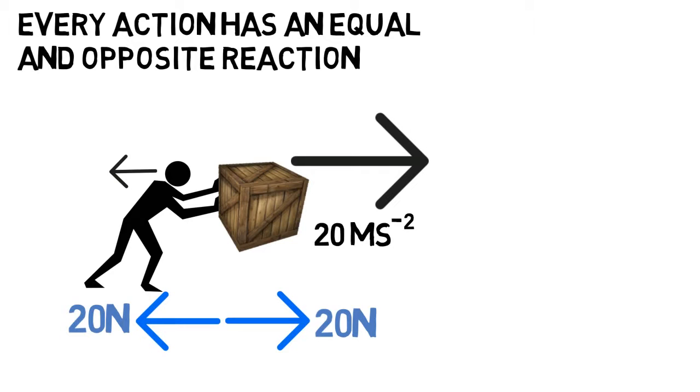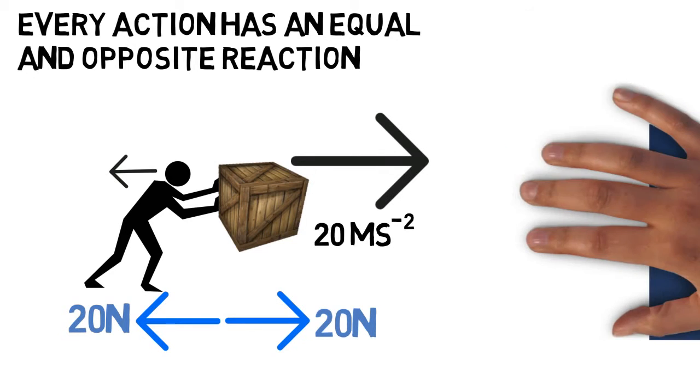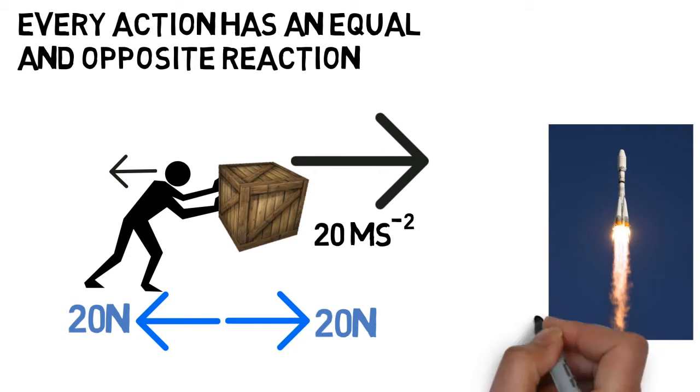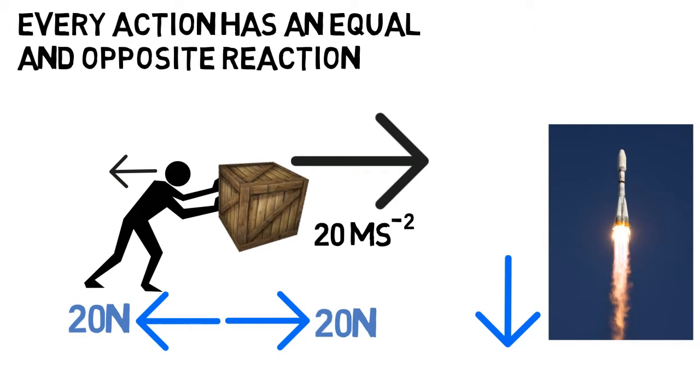Newton's third law of motion is also the reason why things like rockets work. The rocket pushes propellant out of its exhaust with a significant force, and the same force acts in the opposite direction on the rocket, pushing it upwards.